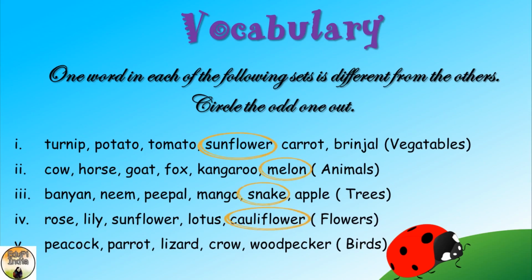Now the last one is peacock, parrot, lizard, crow, woodpecker. Now here clue is already given that all names should be of birds. Can you find the odd one? Yes, it's lizard because lizard is a reptile.